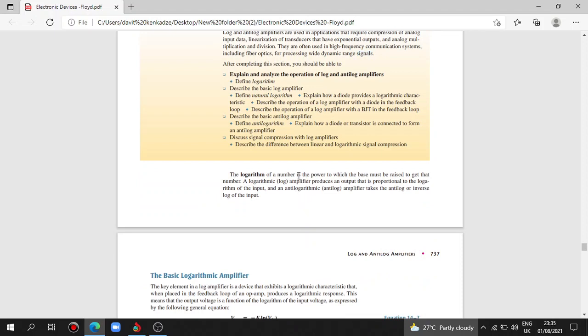The logarithm of a number is the power to which the base must be raised to get that number. A logarithmic amplifier produces an output that is proportional to the logarithm of the input. It does something like the integrator: the output signal is the integral of the input, and the same happens here. The output signal is the logarithm of the input signal, and the same with the anti-logarithmic amplifier, which takes the anti-log or inverse log of the input.